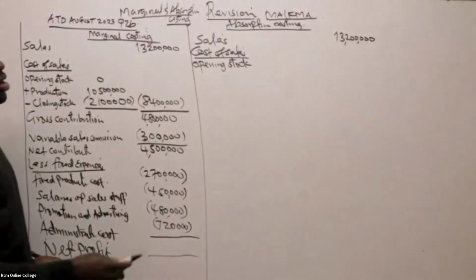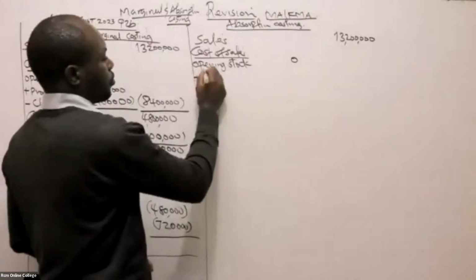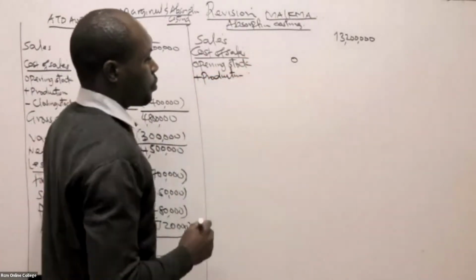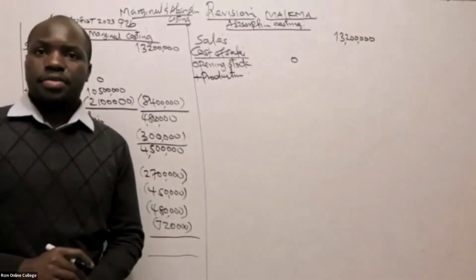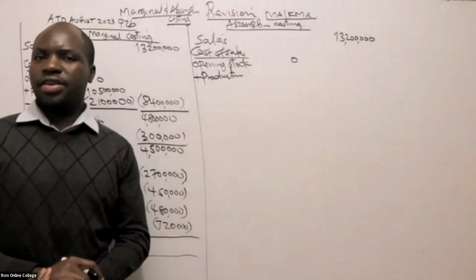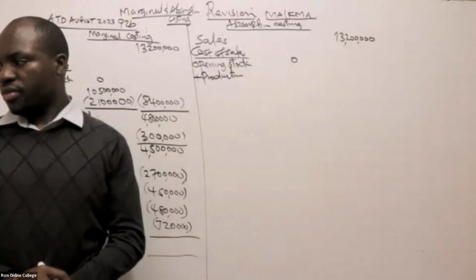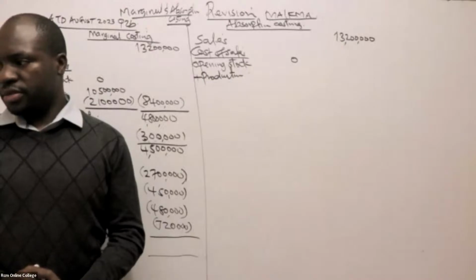So our opening stock in this case will be 0. We add production. How many units were produced? 30,000. Production cost per unit under this method, 440. So can you take 30,000 by 440?